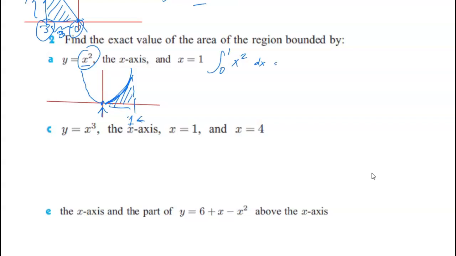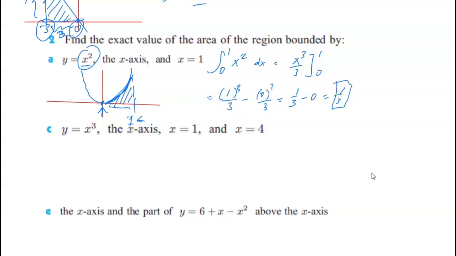So the integral of x squared is x cubed over 3, bracket 0 to 1. And then we're going to plug in the 1 and the 0. 1 cubed over 3 minus 0 cubed over 3 equals 1/3 minus 0 equals 1/3. So the answer is 1/3.